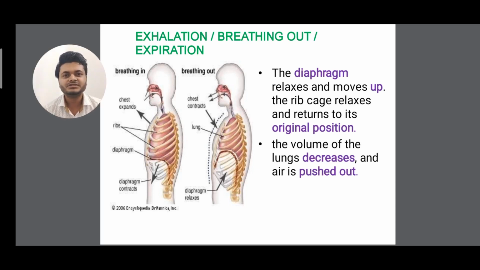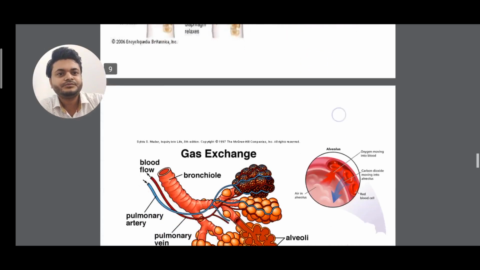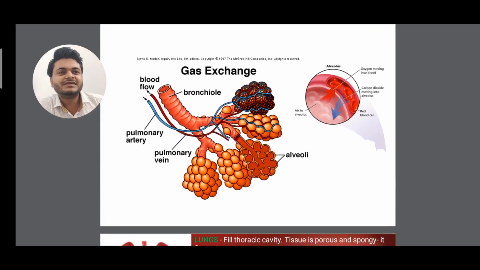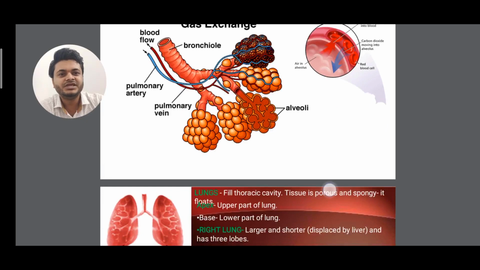So try once, all of you, breathing in and breathing out. So this is breathing in and breathing out. This gas exchange is taking place inside the alveoli. The gas exchange takes place. Exchange of what? Oxygen and carbon dioxide. We need oxygen and we release out what? Carbon dioxide. The balloon-like structures are the alveoli.